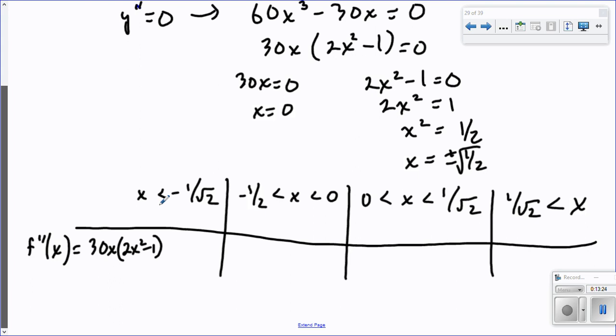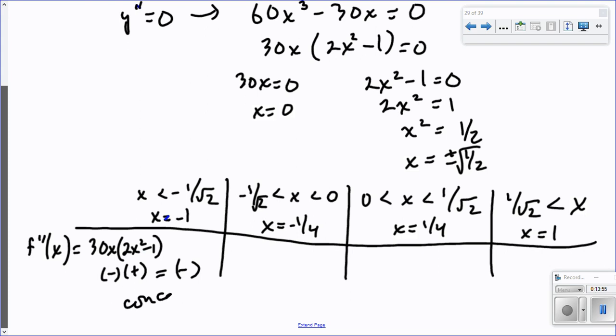I can go negative 1 here. Sorry, this is a half, so I have to use negative a quarter here, and positive a quarter, and I can use positive 1 here. When x is negative 1, what is the sign of this? That'd be a negative and a positive, and that product is a negative. It means it's concave down.